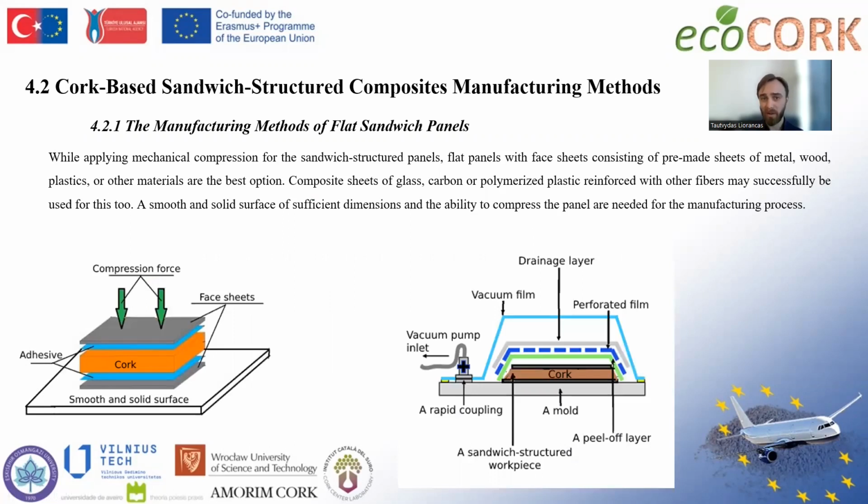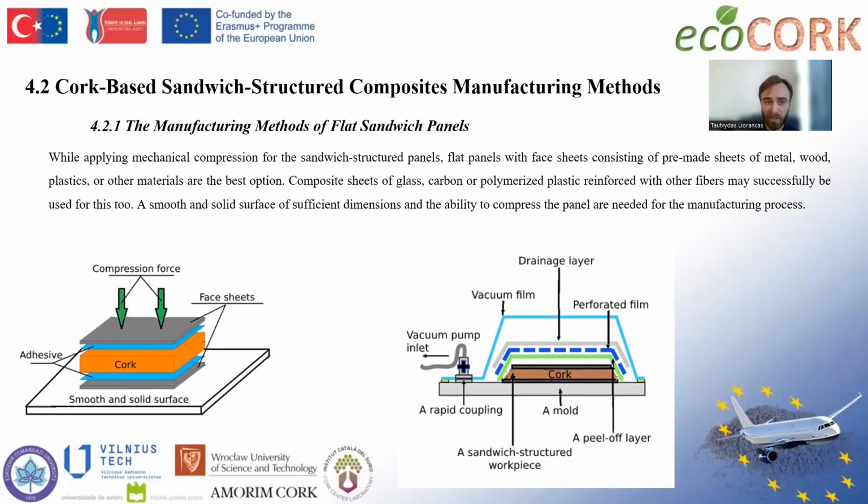One of the most common types of sandwich plate is a simple flat plate, as you can see in the picture on the left. While applying mechanical compression for the sandwich structure panels, flat panels with face sheets consisting of pre-made sheets of metal, wood, plastic, or other materials are the best option.